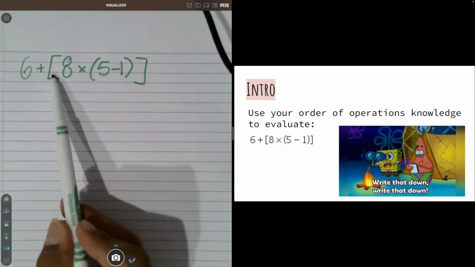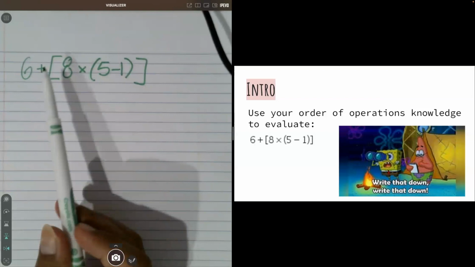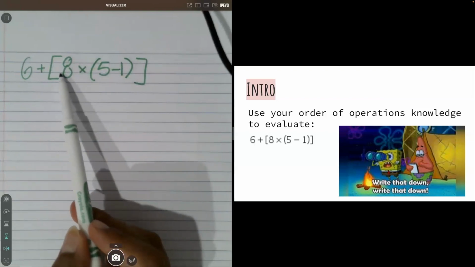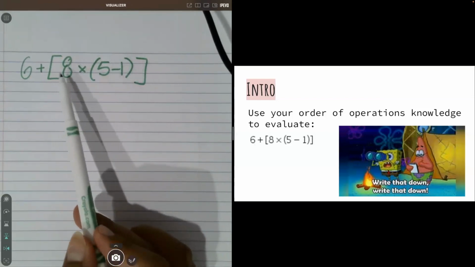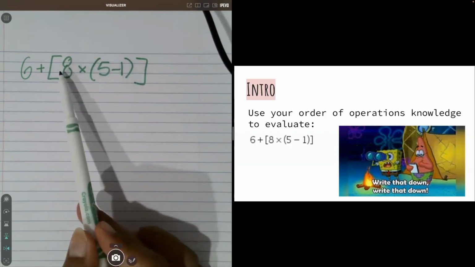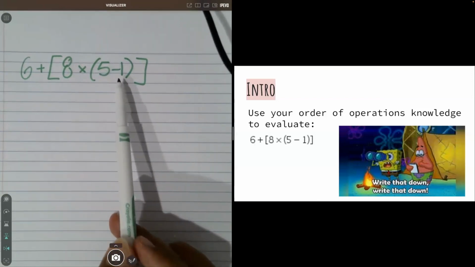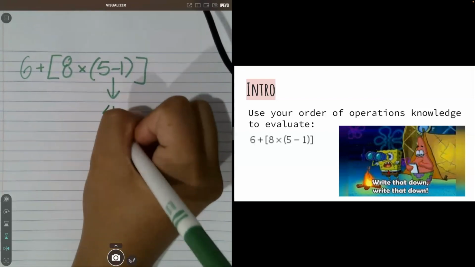So left to right, I see this bracket. This is my grouping symbol. Everything within it, I have to go through first. And then again, I have to follow order of operations within these grouping symbols. So even inside of here, I look for grouping symbols first. So here I see from left to right, 5 minus 1 in parentheses. I have to solve that first. 5 minus 1 I know is 4.